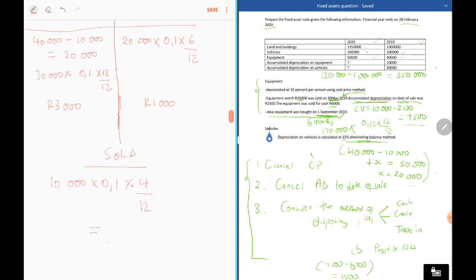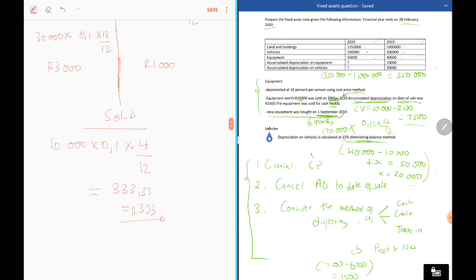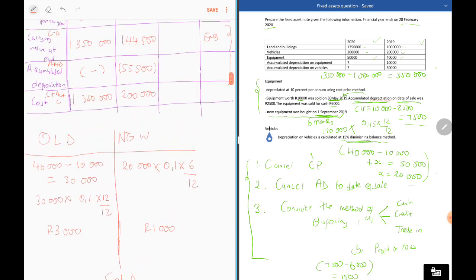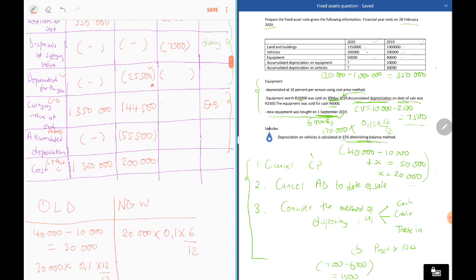Which gives us 333.33. So please do not mind the commas. Usually in the exam you'll get just a straight answer. Don't mind the commas, because this question I was the one setting it, right? Fine. So it's 333. So total depreciation for the year will be 3,000 plus 1,000 plus 333, which is 4,333. Then you'll have a depreciation for the year of 4,333.